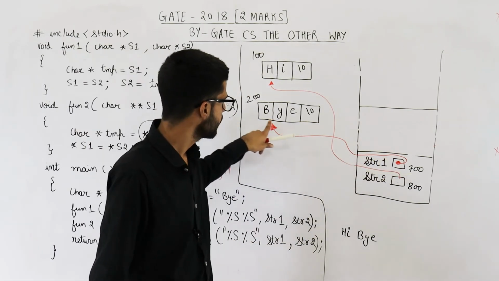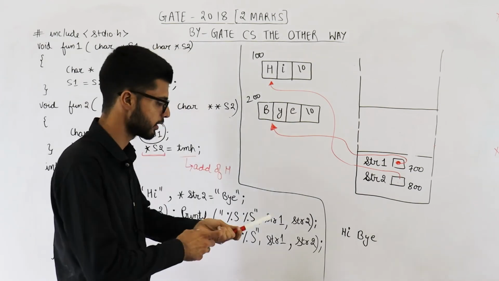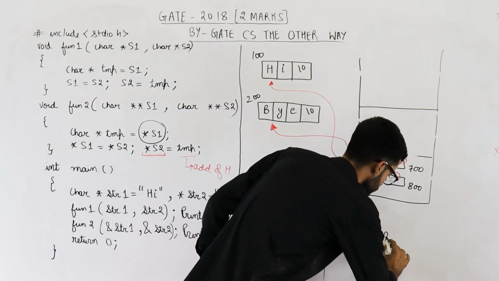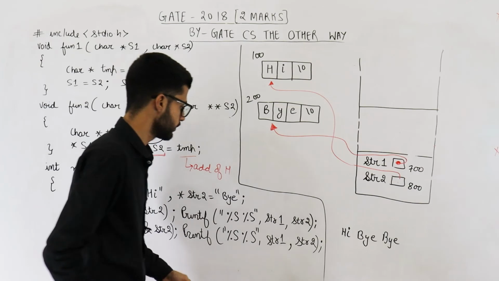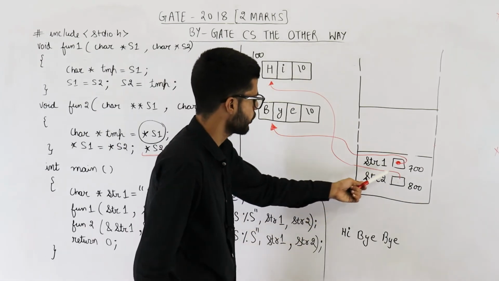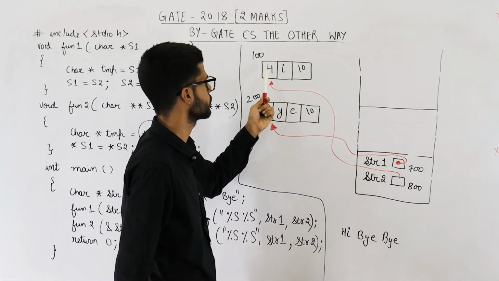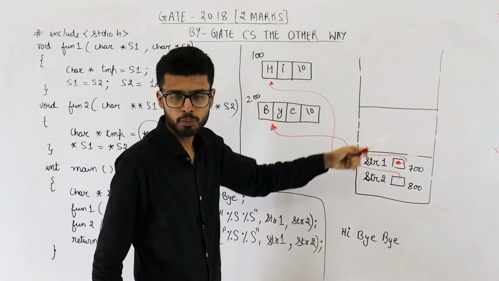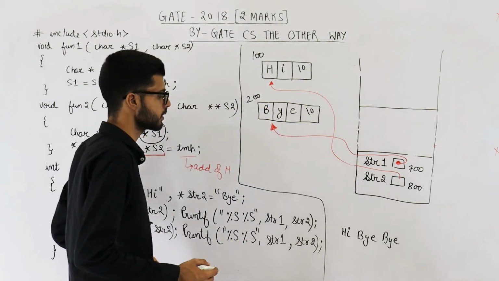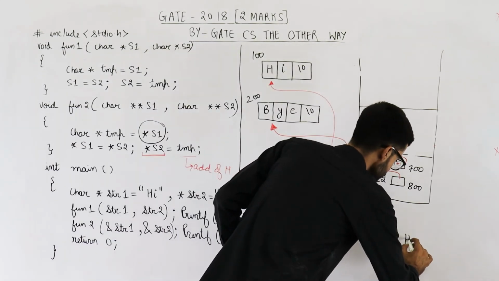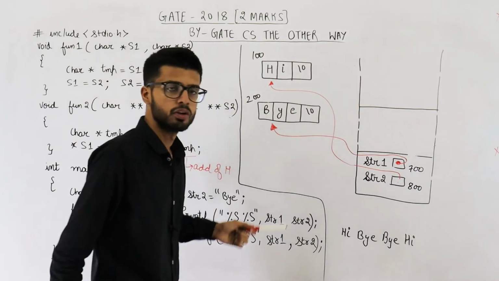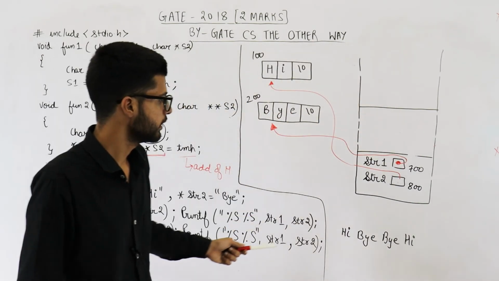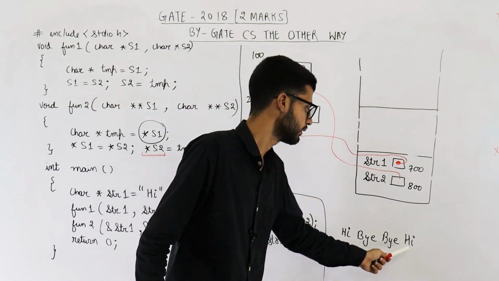str1 is bye, so print it. Then str2, it points to this address hi. So starting from this address, keep on printing characters until you encounter a null character. That is hi. So the output of this program will be hi, bye, bye, hi. Okay.